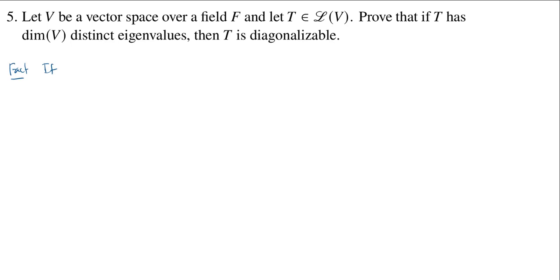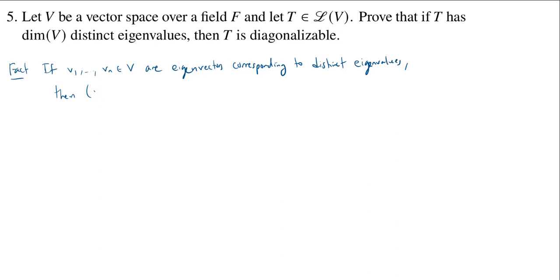If, say, v1 through vn in V are eigenvectors corresponding to distinct eigenvalues. Okay, so each one of these v1 through vn corresponds to a different eigenvalue. Then the list v1 through vn is linearly independent. Okay? Now, we're assuming here that T has dim V distinct eigenvalues.